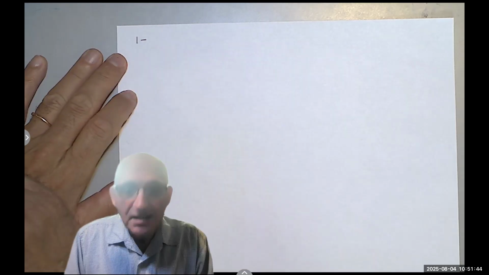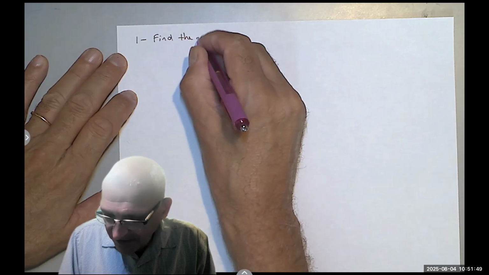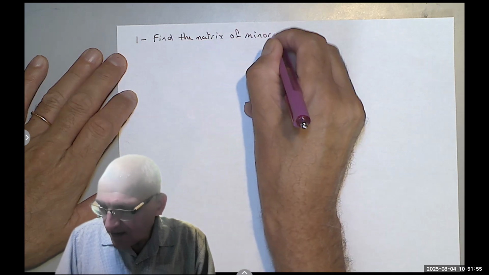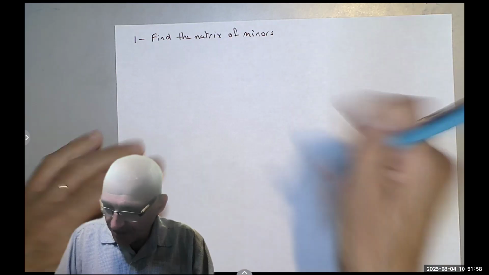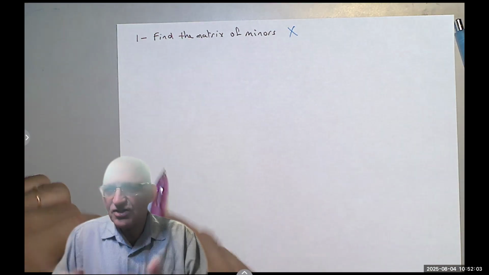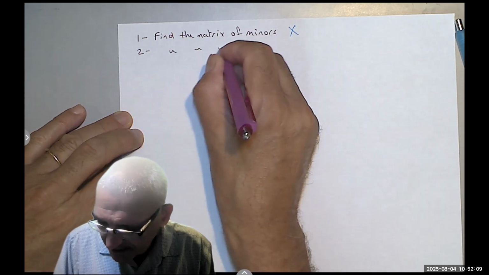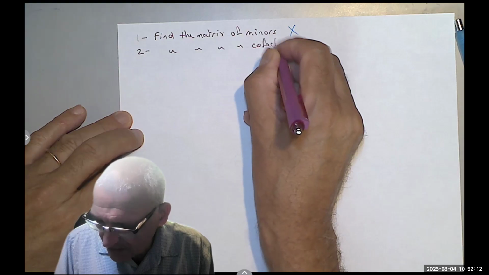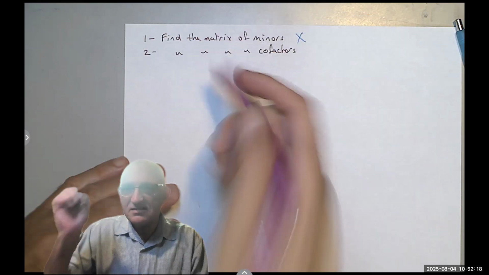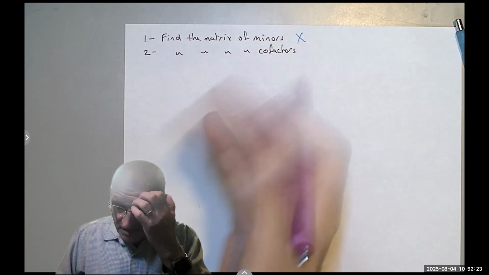Step number one, I'm going to find the matrix of minors. And those experienced in you will just ignore that step. I don't need it, right? Because you can go to the matrix of cofactors very quickly, right? Remember how we did it last time? But if you don't know how to do it, you want to play it safe, find the matrix of minors and then change the sign of the diamond inside, as you will see.